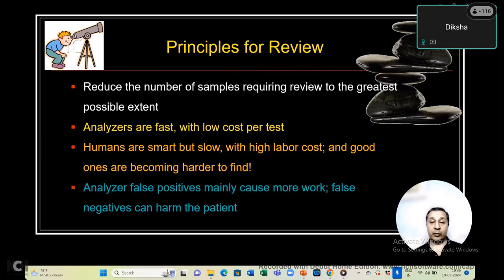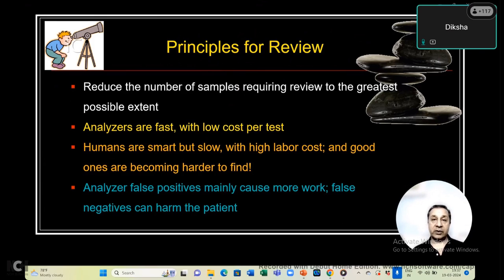We know humans are smart, but we are slow. There are high labor costs, especially in Western nations, and good ones are becoming harder to find. Even for that matter, making sure that our colleagues are able to pick up the abnormalities easily, the analyzer is something which actually helps you. And of course, analyzer false positives may mean a little more work, and false negatives obviously will harm the patient. So therefore, you have to create a balance between everything to ensure that whatever is being done is good for the patient.